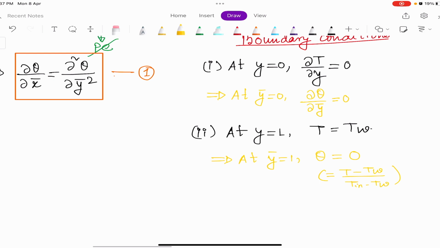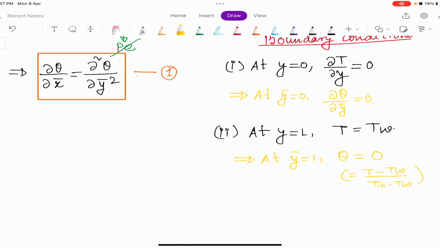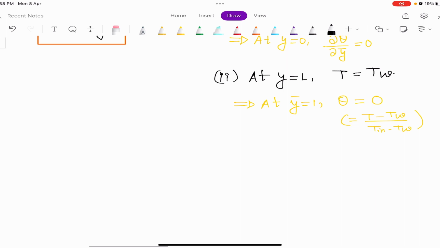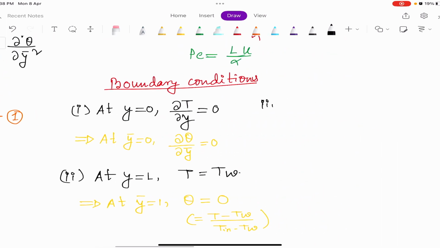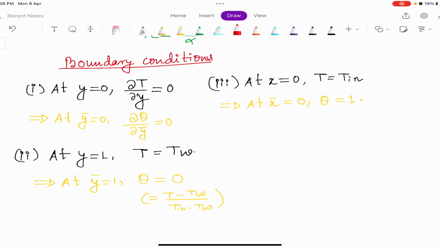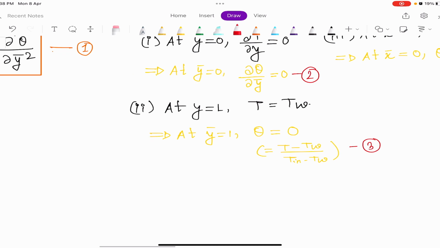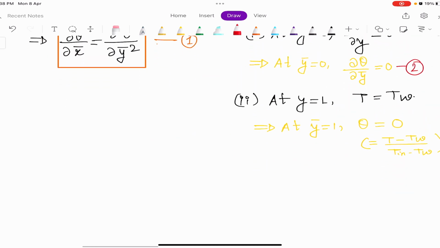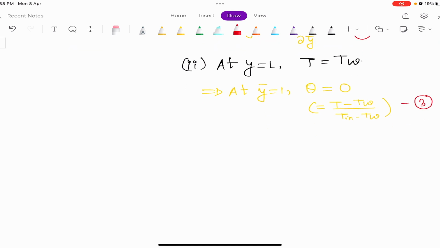Now you see in the equation we need two boundary conditions for y, because it is second order in y and first order in x. So one more boundary condition for x is needed, and that is given here. At x equal to 0, my T equal to T in. If you go back to the definition of theta and x bar, it boils down to at x equal to 0, theta will be 1. So let me name these equations 2, 3, and 4. Now I have 1, 2, 3, 4 defining my Graetz problem for the flat plate with the specified boundary conditions.